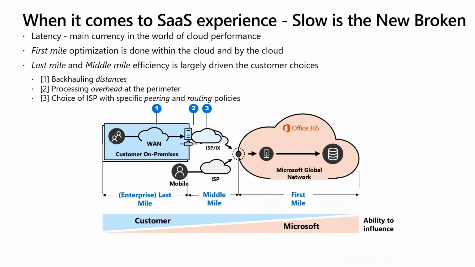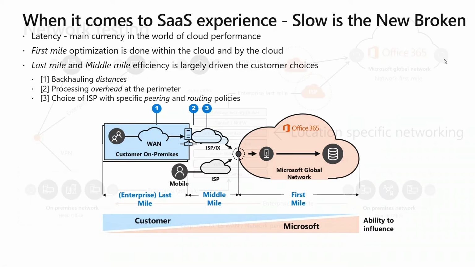So what we're talking about today is what we refer to as the middle mile and the last mile, sometimes known as the enterprise mile. And these are the parts of the network that you have control over or influence over, at least, in how you connect to Microsoft's network.